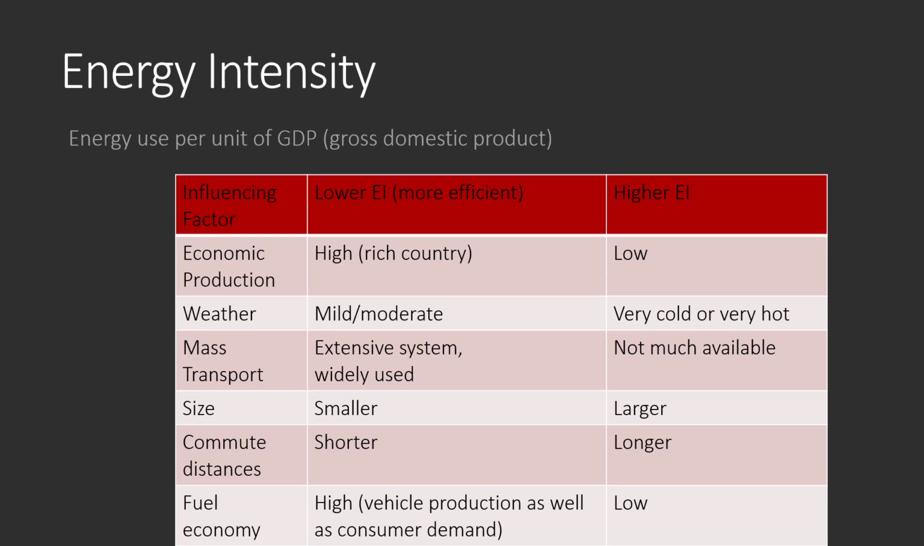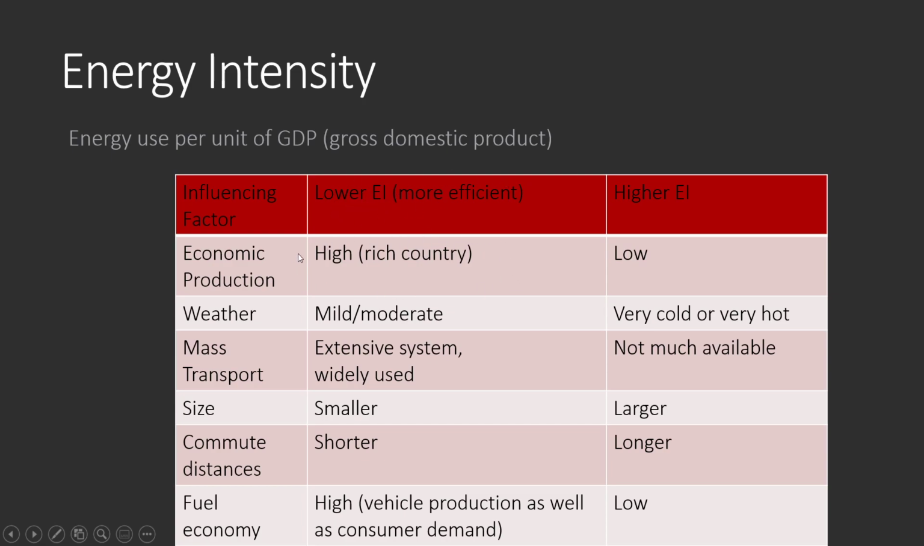As far as energy intensity, we're looking at the energy use per unit of GDP, the gross domestic product, essentially meaning, do you get a lot of energy versus the money that goes into it? Some of the influencing factors, like economic production. The lower the EI, the more efficient it is.